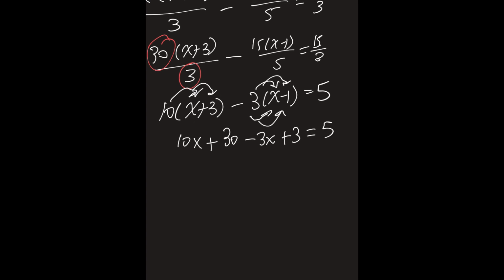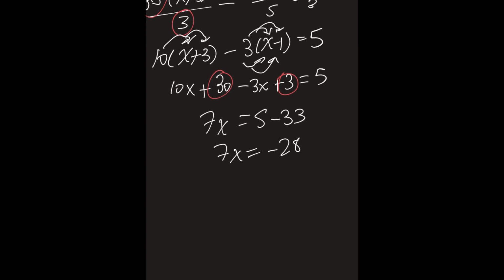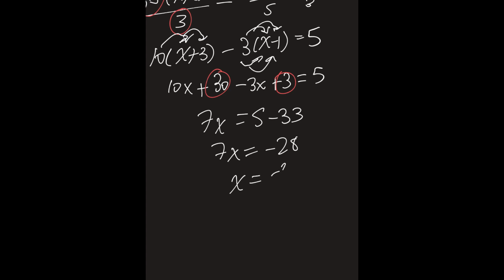All right, now I have to just combine my x's, and get everything else on the other side. 10x minus 3x is 7x. 30 plus 3 is 33. So I'm going to subtract 33 from 5. And so 7x is equal to, well, I can actually subtract 3 from 33, which is 30. Subtract 2, 28. So I have negative 28 on this side. And so x is going to equal negative 28 divided by 7, which is just negative 4. Hope this helps.